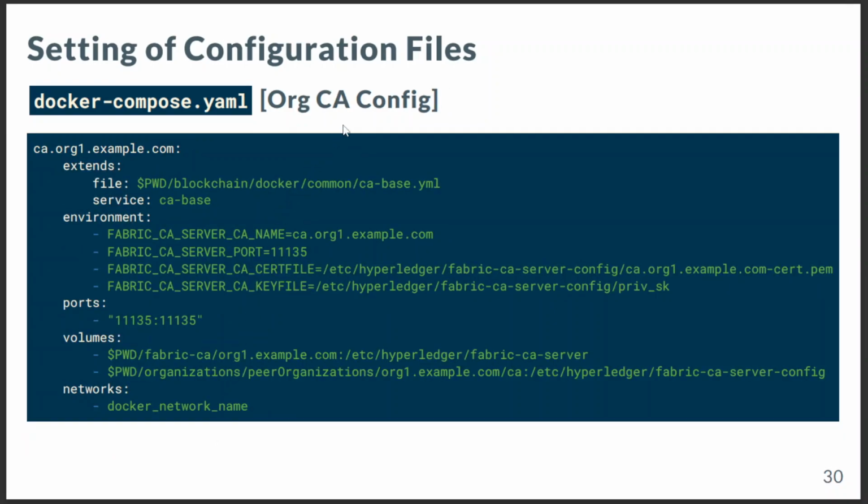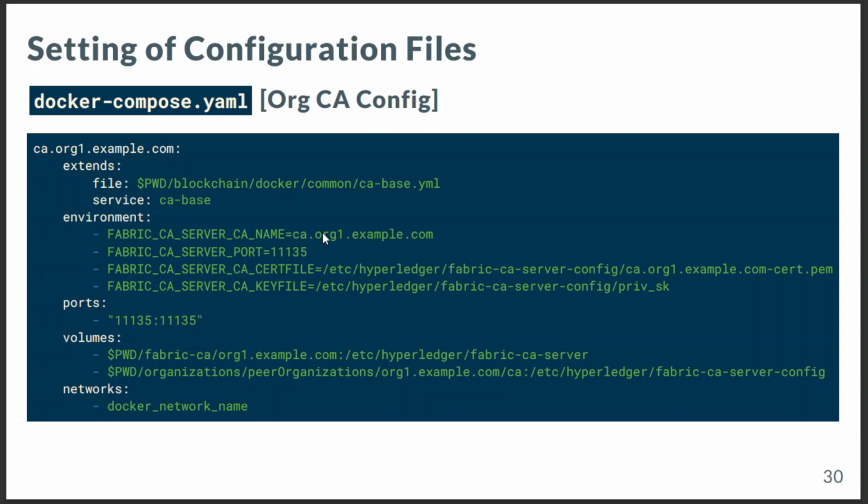Same for the org CA config. So ca.org.example, that's one. It extends the base configuration file, and the environment variable, the CA name. Of course, we have to set a CA name, the certificate authority name, that can be used to validate the authenticity of the CA, because otherwise anyone can issue certificates, and that would be a big problem.